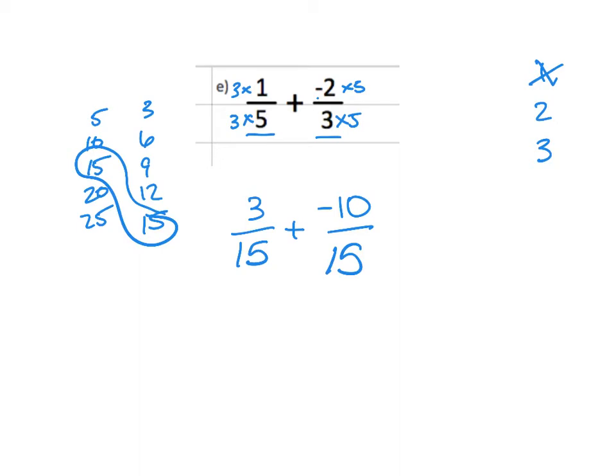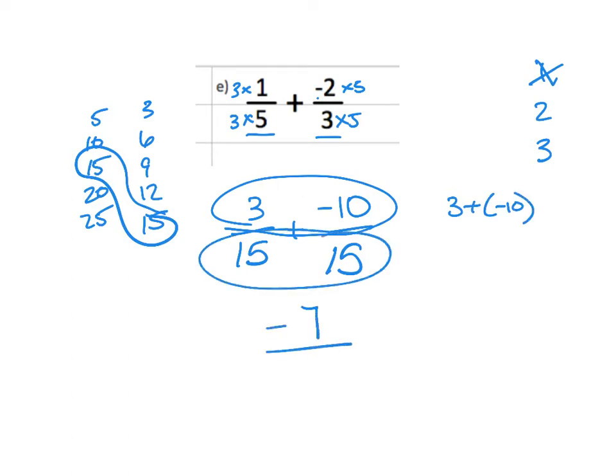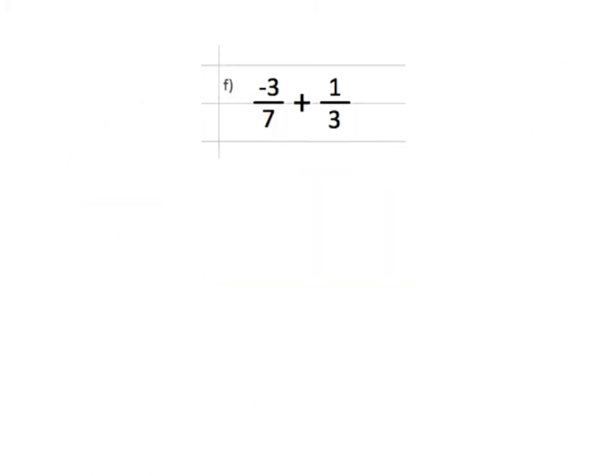First common denominator, then an equivalent fraction for each one. Step 2, we're going to add the numerators. So 3 plus a -10 is going to give me a -7. Denominators stay the same. I cannot simplify it, so my answer is -7/15. Let's do another one with a negative.